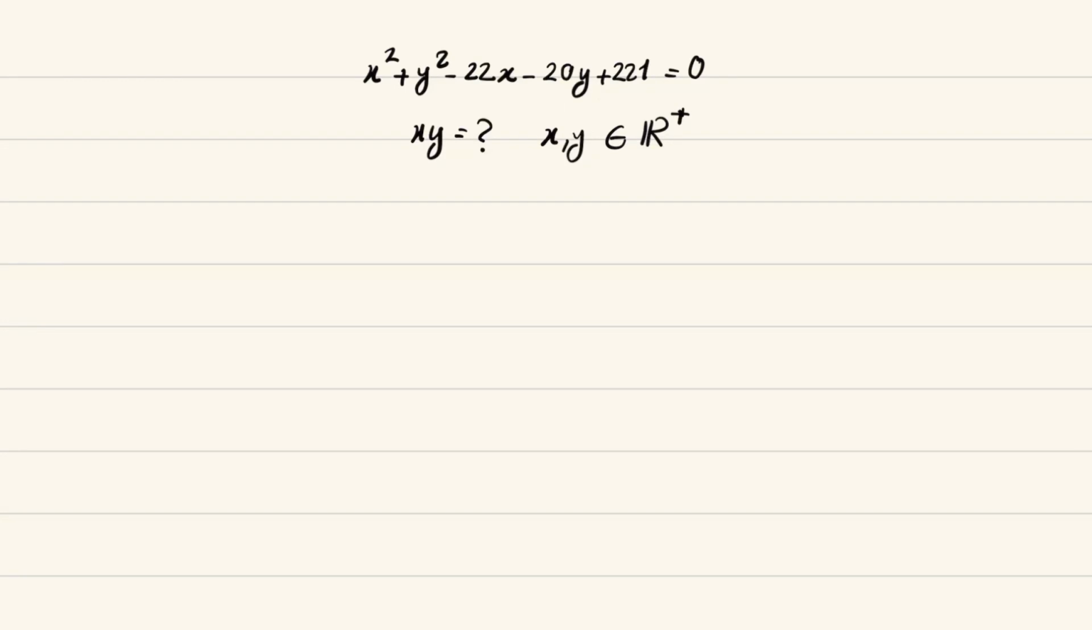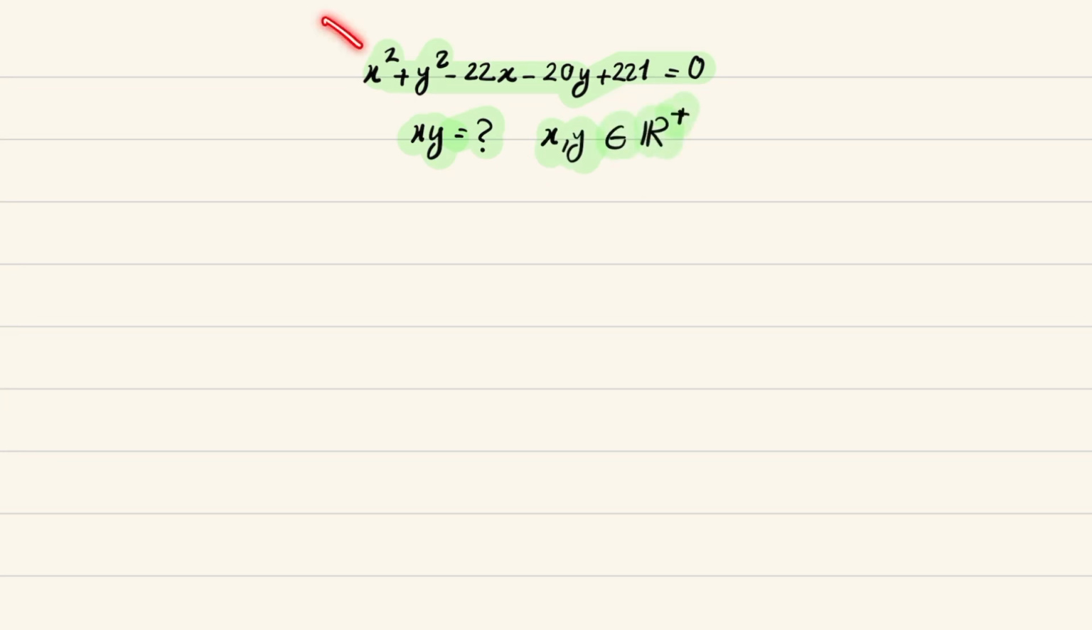Hi, the question mentions that x squared plus y squared minus 22x minus 20y plus 221 equals 0. Find x times y, assuming that x and y are positive real numbers.